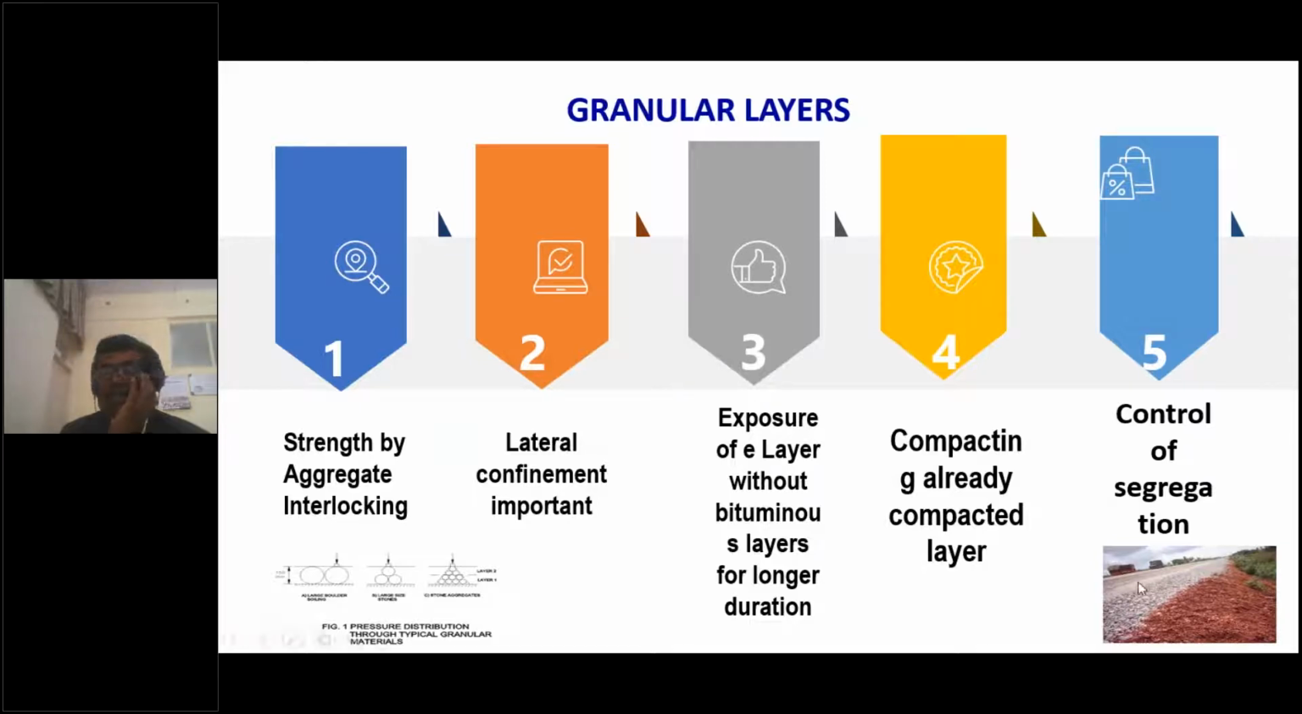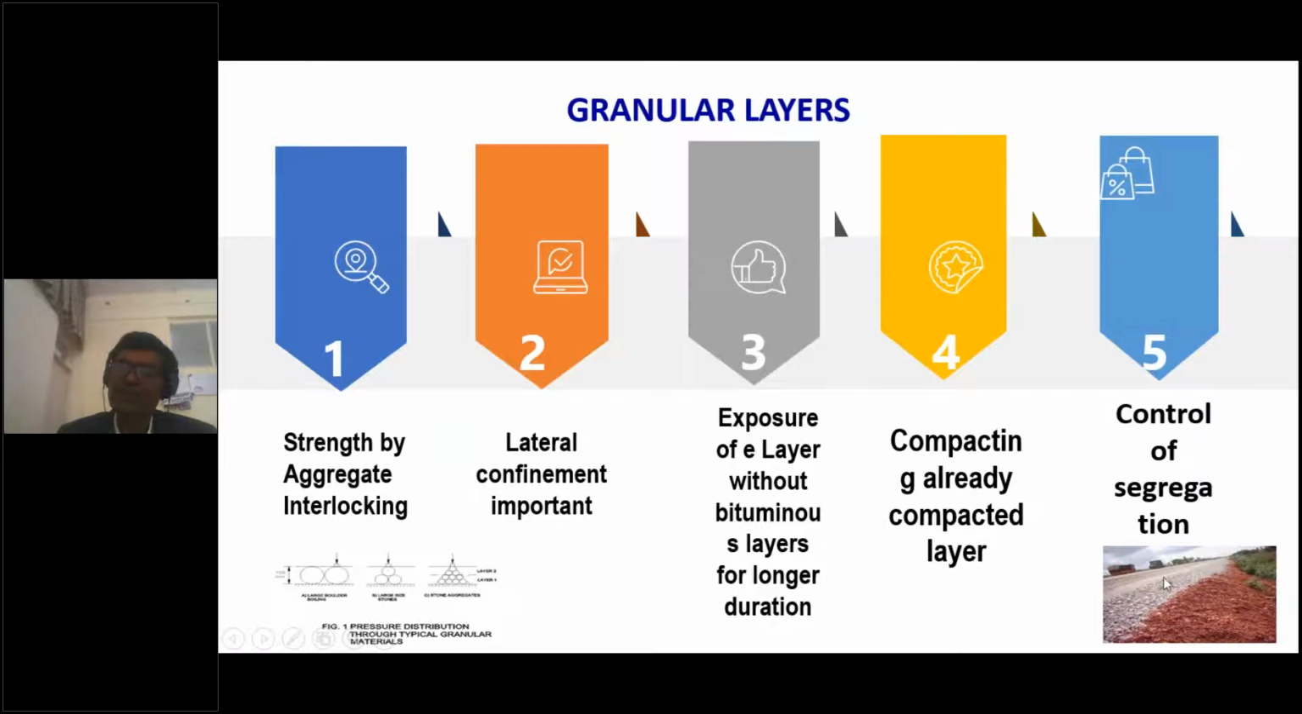So whenever we are constructing any aggregate layer, like crusher and macadam, wet mix macadam, or even GSB, we should ensure interlocking. That is the reason why we have to maintain the specified gradation and the shape also. The other requirement is lateral confinement. You can see in this picture we have constructed a wet mix macadam layer, we have constructed a GSB layer, but on either side you are not seeing the confinement.